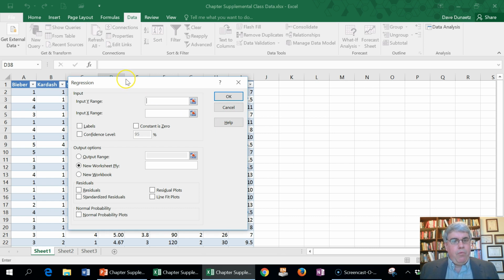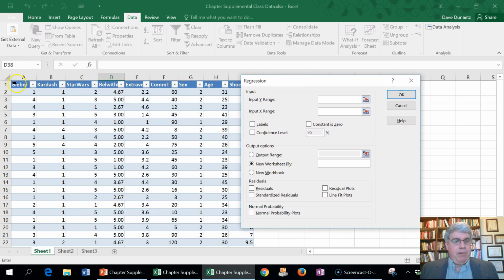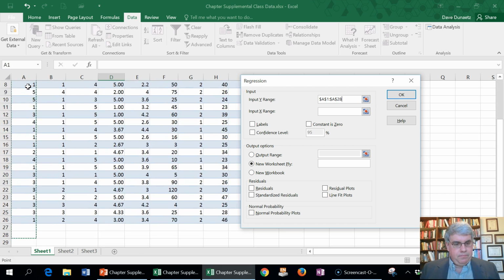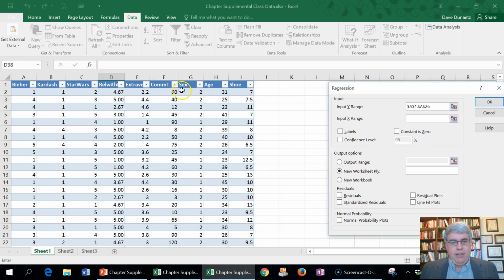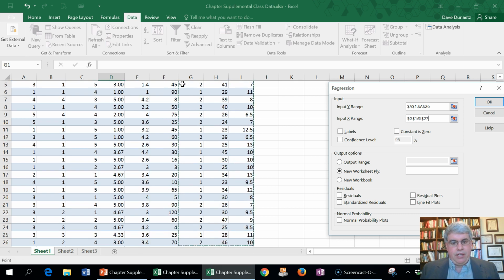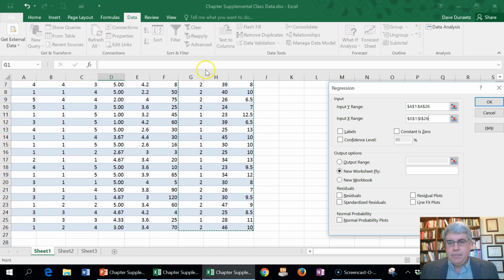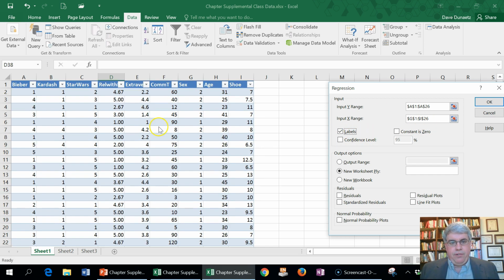Okay. Now the Y input range is what we're trying to predict. So we're trying to predict how much people like Justin Bieber. And then the X input range are all the variables that we're going to look at. So we're going to look at sex, age, and shoe size. And I'm going to select all the data in the table here. And I have labels because that first row is the label of the variables. And I'm going to put the output in a new worksheet.